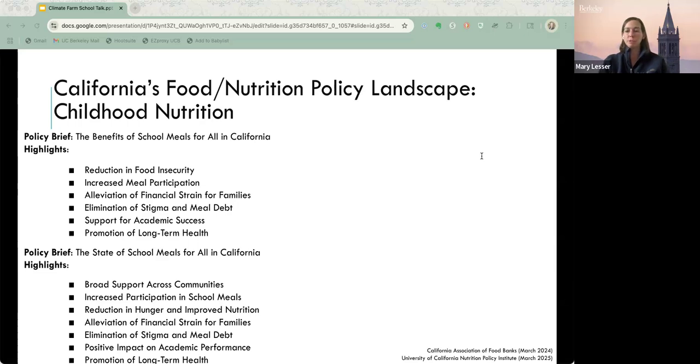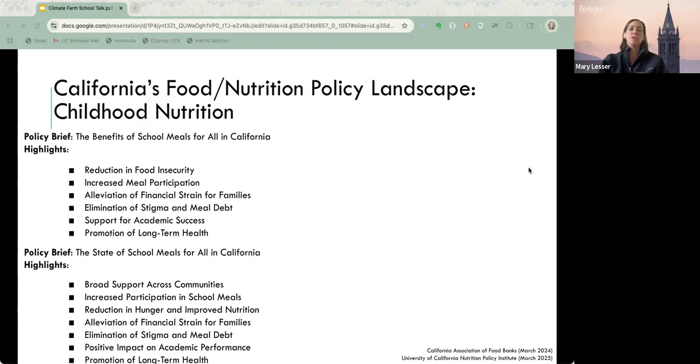In the first brief, published by the California Association of Food Banks, they found a reduction of food insecurity in the families that were participating, a 3.8% decrease. Students that participated were less likely to have nutrient deficiencies. They saw increased meal participation. Despite an overall national decline in school lunch participation of more than 4%, California's meal participation continued to increase in 2024 to 2025. It was projected that about 845 million school meals would be served throughout California.